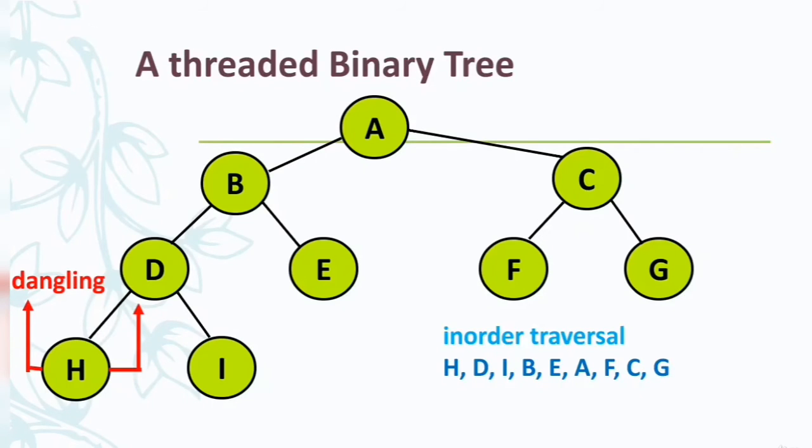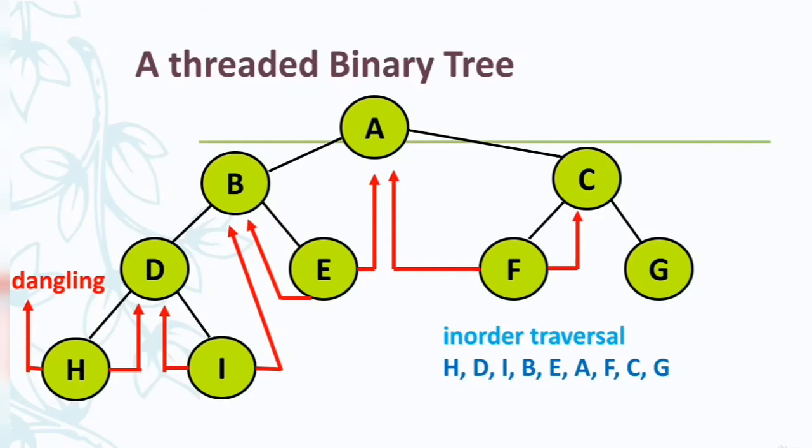So it will become something like this. Again, if we consider I, then its left part is D and right part is B. So we have to make something like this. Again for E, it will be like this. For F, like this. And in the case of G, it does not have a right part in the in-order traversal, and hence we have to make it a dangling pointer. So this is basically what a threaded binary tree is all about.